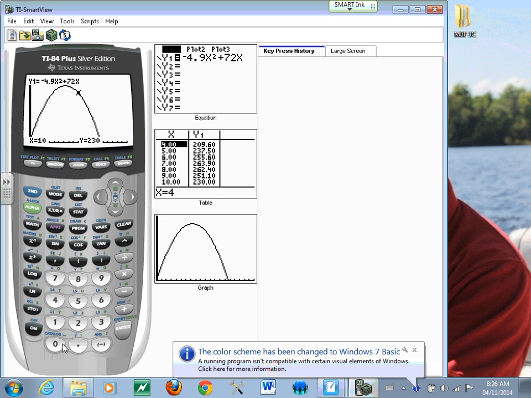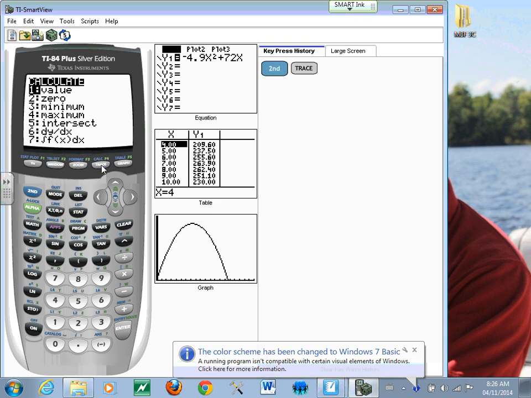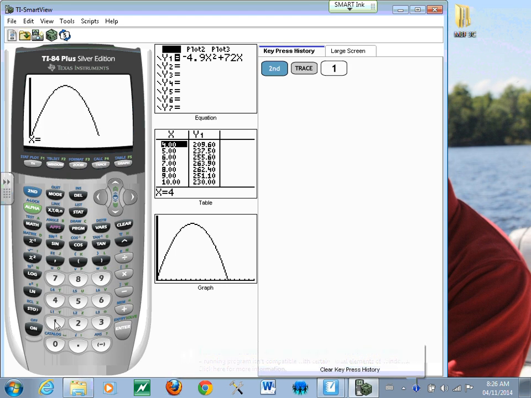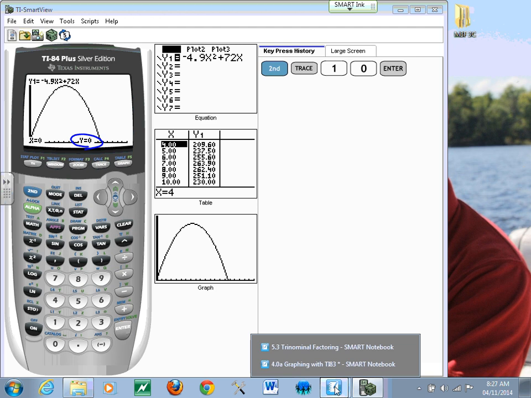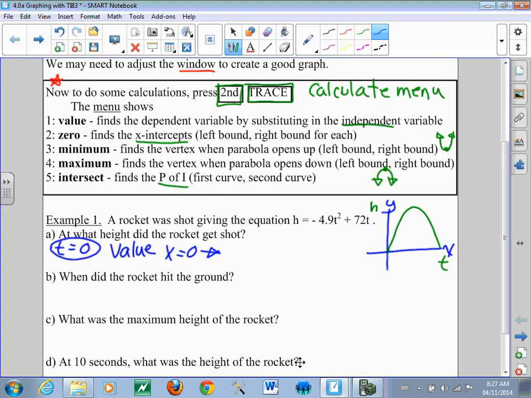So let's try this again. Second trace. Okay, now we've got that menu up. We want to press value, which is 1. We want to sub in x equals 0. Press enter, and what do you find out? That y equals 0. See y equals 0 there? So I'm going to go back to my lesson. Type in y equals 0. What does that mean? The height is 0. So therefore, the rocket was on the ground when launched.